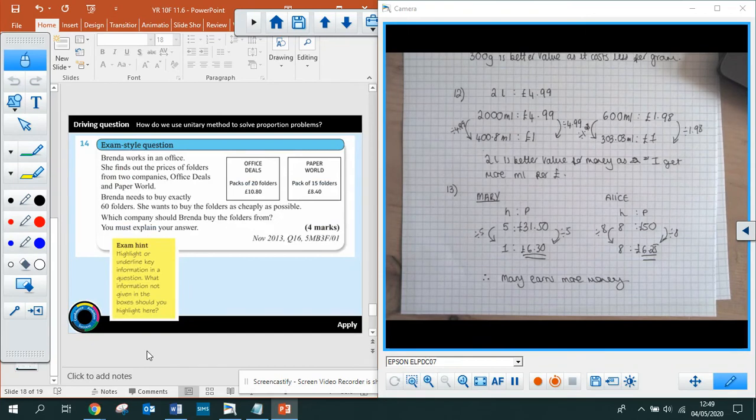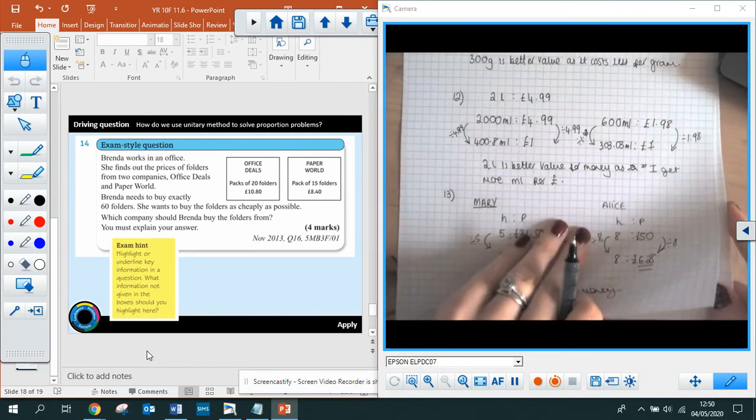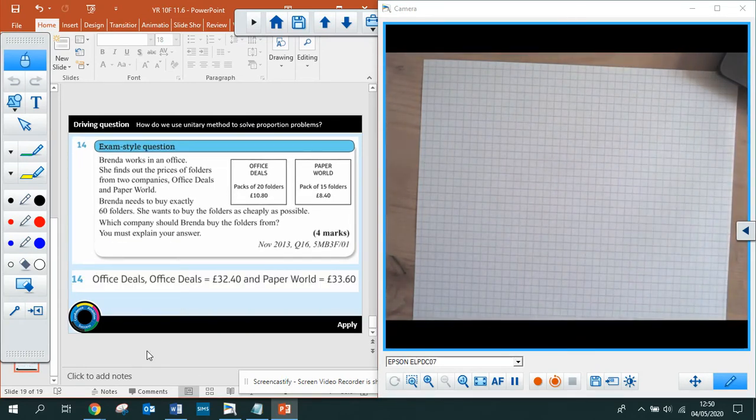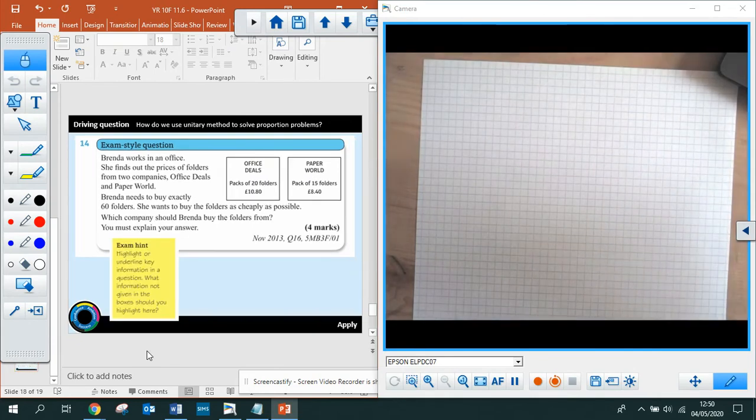Last question. This is an exam style question. Read the exam hint, read the question carefully, and then we'll go through the solution when you have finished. Okay, so pause the video now and play when you're ready for the solution. Okay, the answers on the screen. I'm just going to go back to that one though so you can have a quick look at that. And then we're going to go back here so I can quickly read you the exam hint.